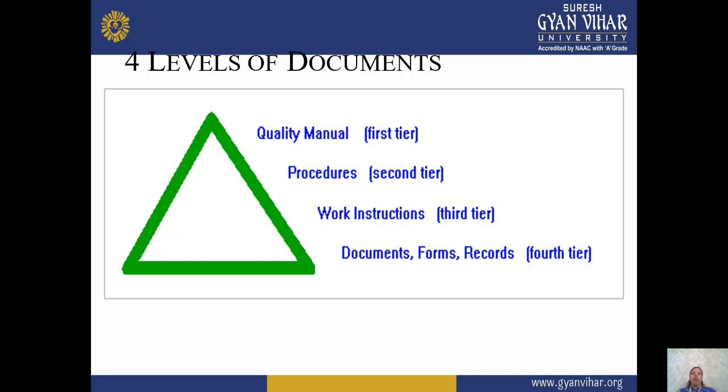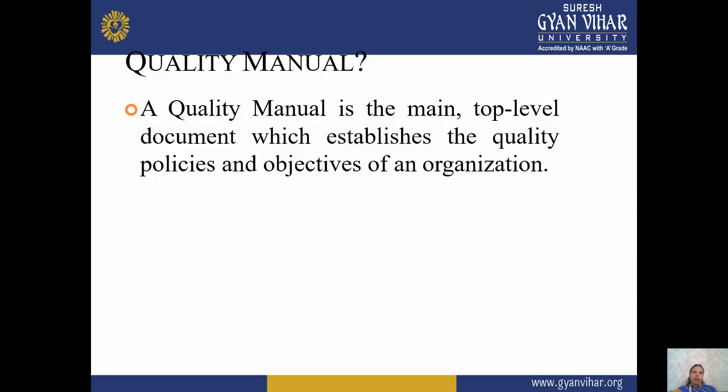The 4 levels of documents in quality management include the quality manual, which is the first tier, procedures, that is the second tier, work instructions, that is the third tier, and documents, norms and records, the fourth tier. Now, quality manuals. A quality manual is the main top level document which establishes the quality policies and objectives of an organization.